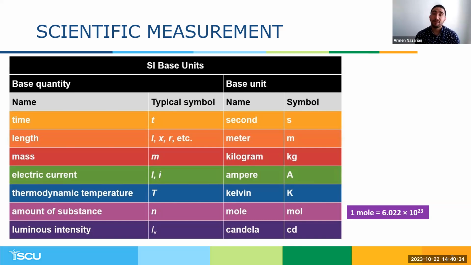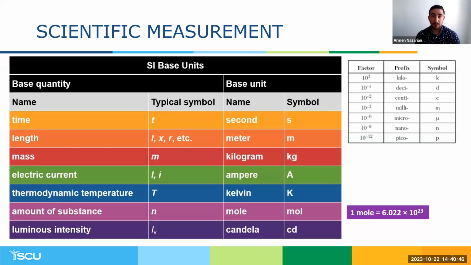What does that mean? If you have 1 mole chairs, you have that many chairs. If you have 1 mole of chlorine molecules, you have that many chlorine molecules. It is also important to know or to be familiar with or even memorize the prefixes used to magnify or minimize a number. For example, a kilogram is 1,000 grams, whereas a milligram is 1,000th of a gram.